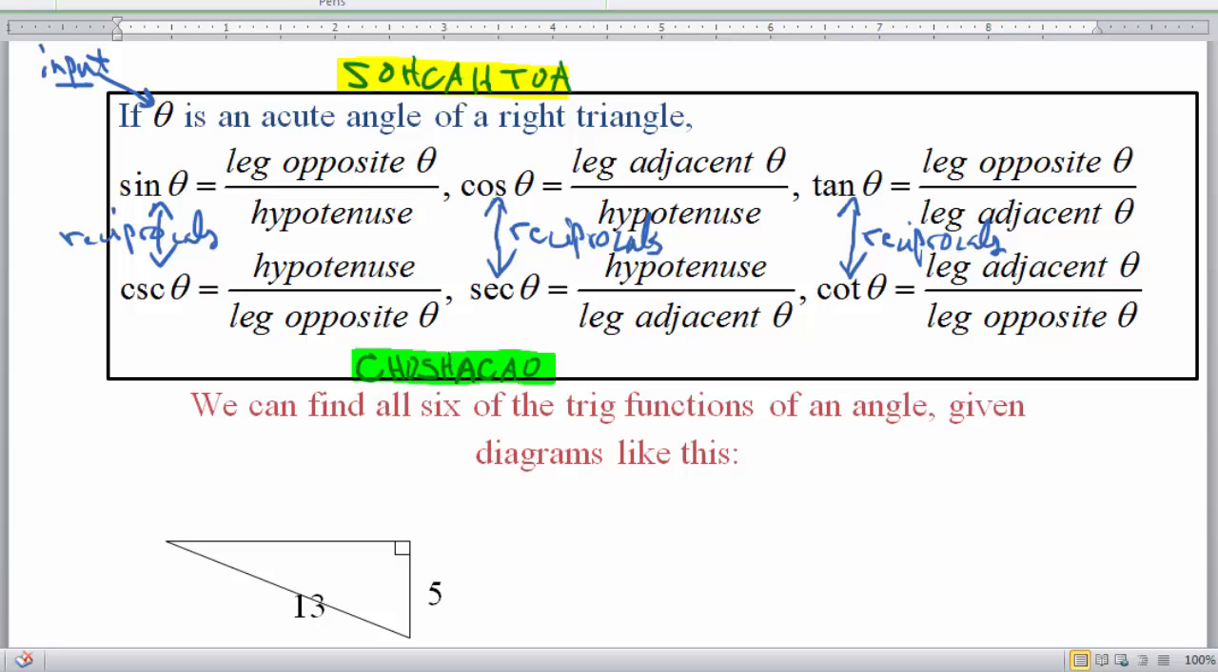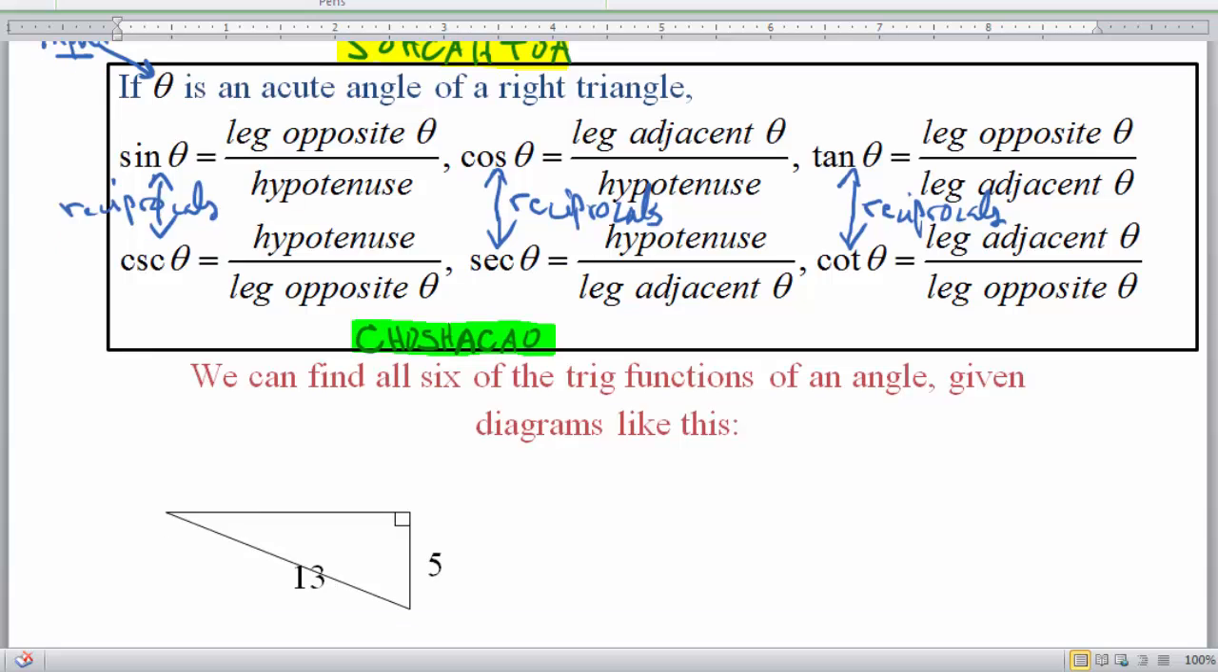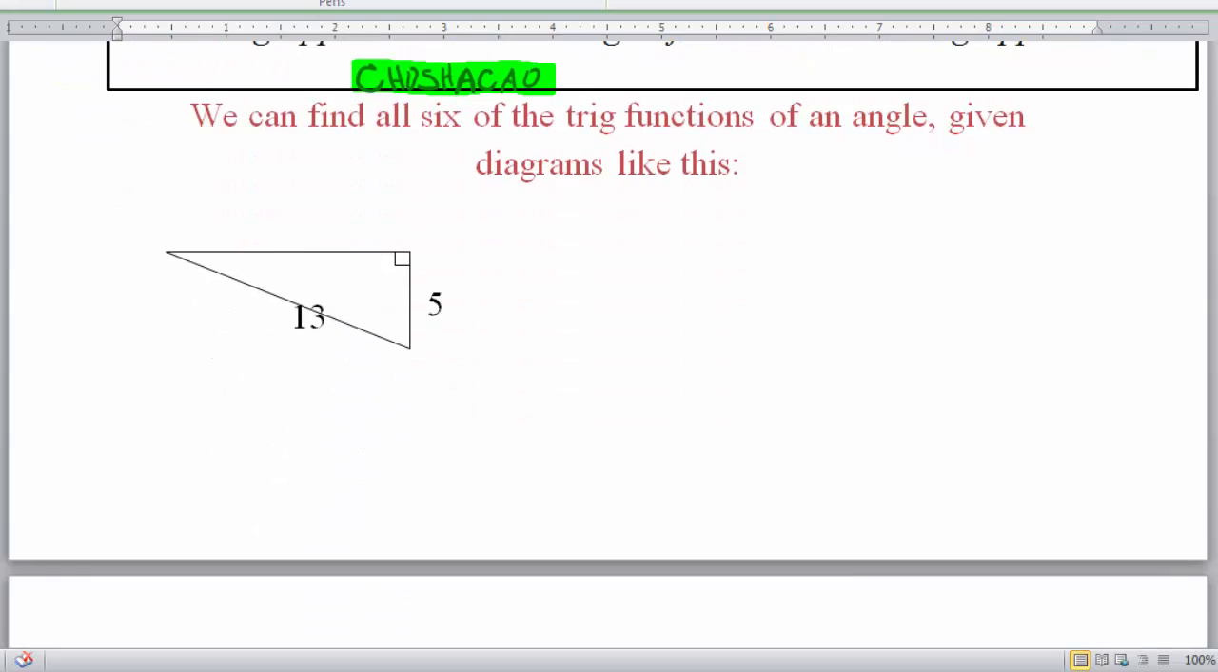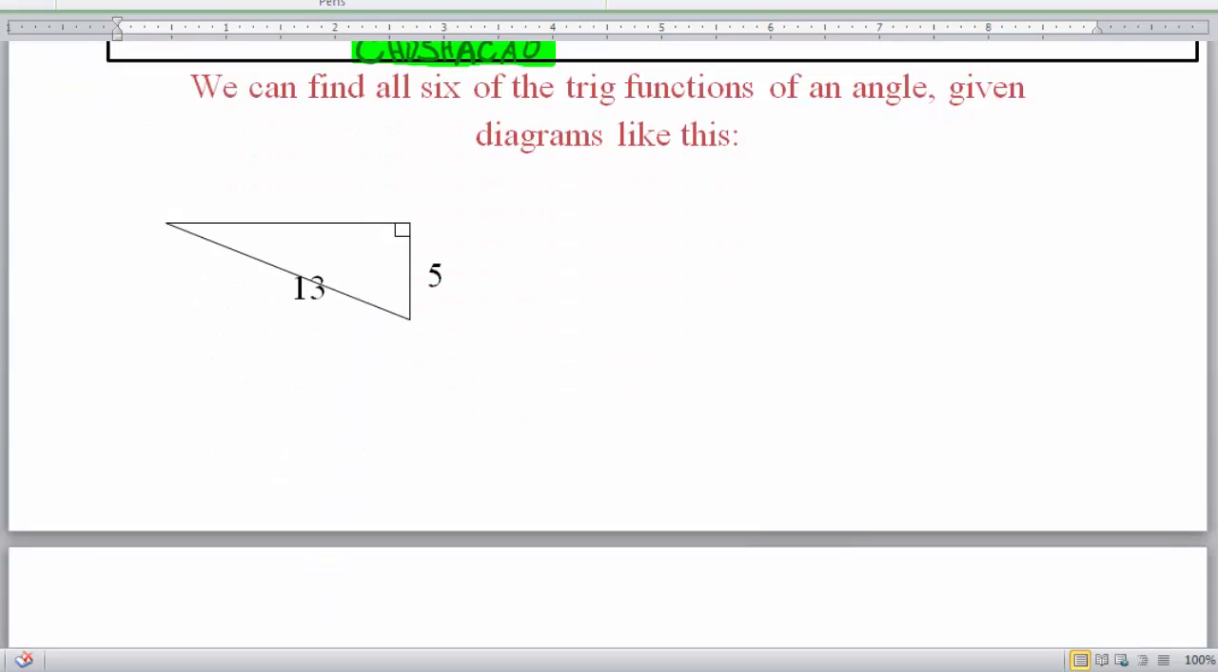The first thing they would ask you to do with these trig functions is find all 6 trig functions of an angle, given diagrams of a right triangle. So I have a diagram of a right triangle here where I have a leg and a hypotenuse. The leg is 5, the hypotenuse is 13. So the first thing you probably want to do here is ask yourself, what is this other leg?